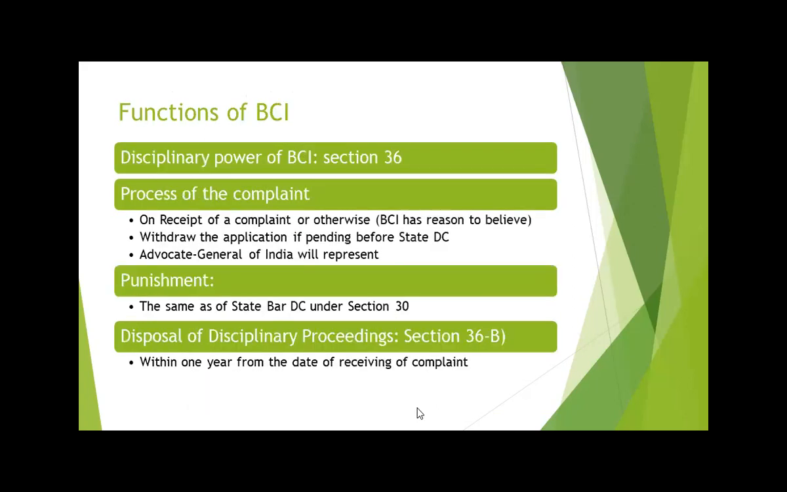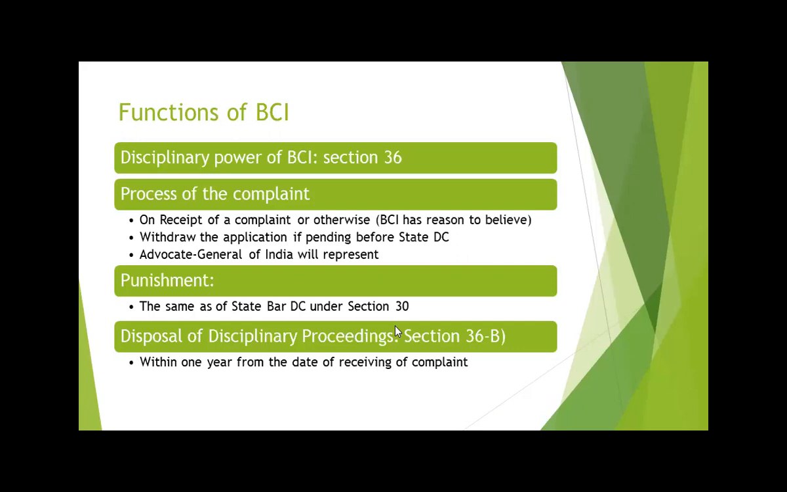See, State Bar Council, after receiving the complaint from any other person, the aggrieved party or suo motu, is having that particular responsibility, power, but this power for punishing professional misconduct also lies with BCI. How does the Bar Council of India take it? Section 36 is very important for us. Section 36 of the Advocates Act simply says, where on receipt of a complaint or otherwise, meaning suo motu action, the Bar Council of India has reason to believe that an advocate whose name is not entered on any state roll has been guilty of professional misconduct.